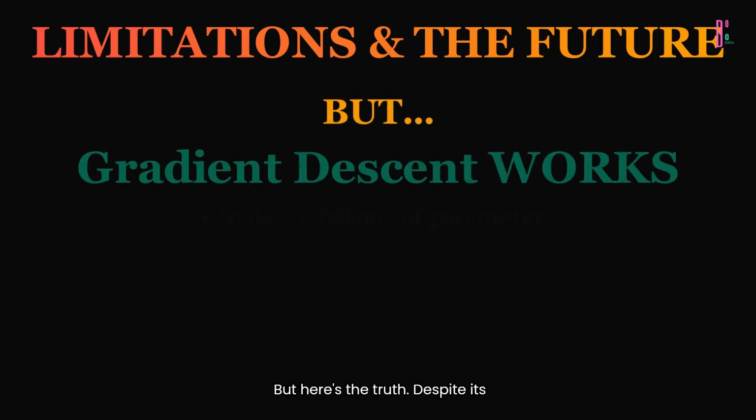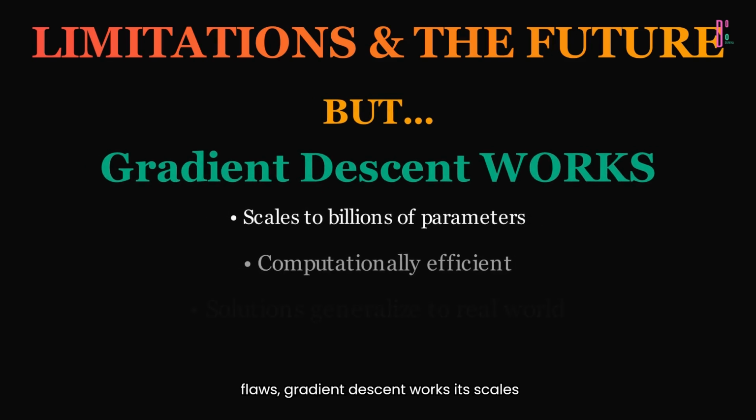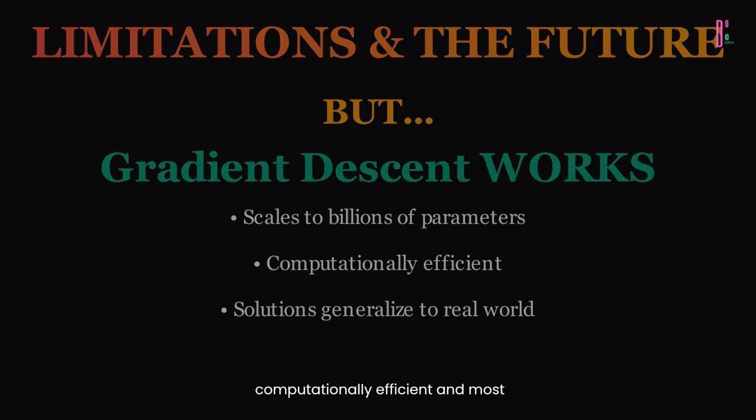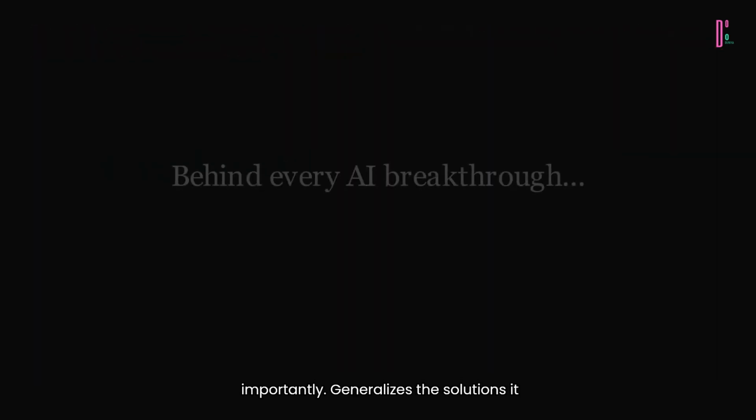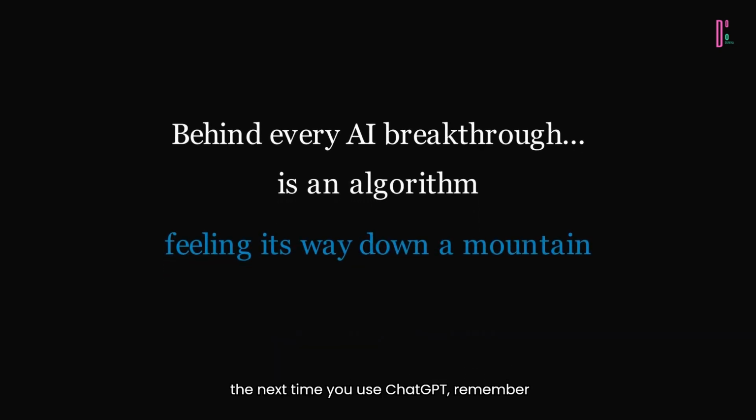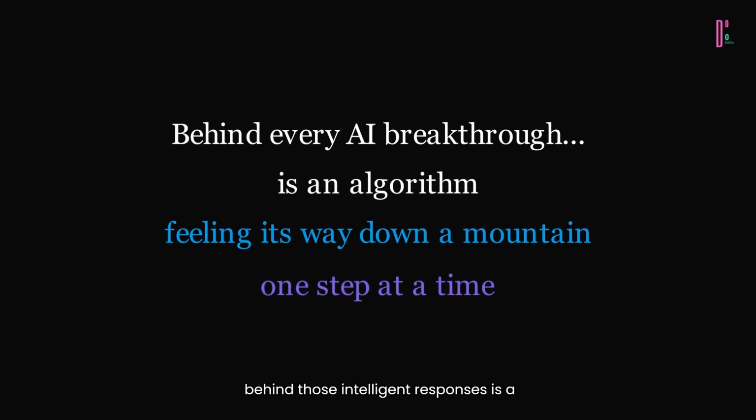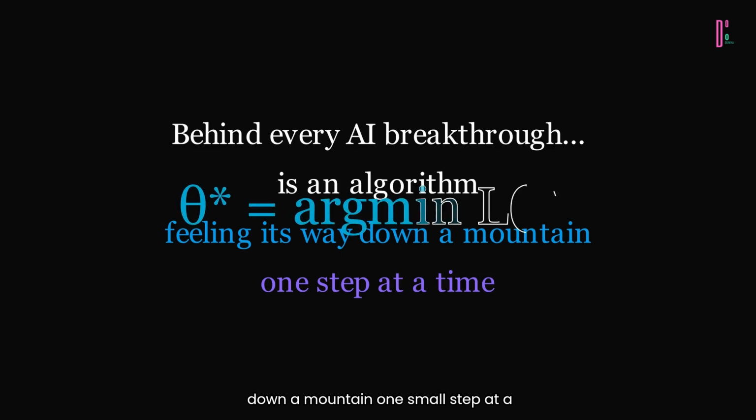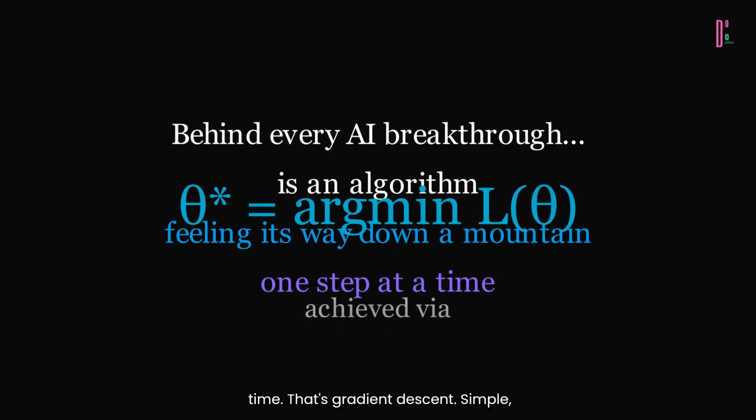But here's the truth. Despite its flaws, gradient descent works. It scales to billions of parameters. It's computationally efficient, and most importantly, it generalizes. The solutions it finds actually work in the real world. So the next time you use ChatGPT, remember, behind those intelligent responses is a blindfolded algorithm, feeling its way down a mountain, one small step at a time. That's gradient descent. Simple, powerful, everywhere.